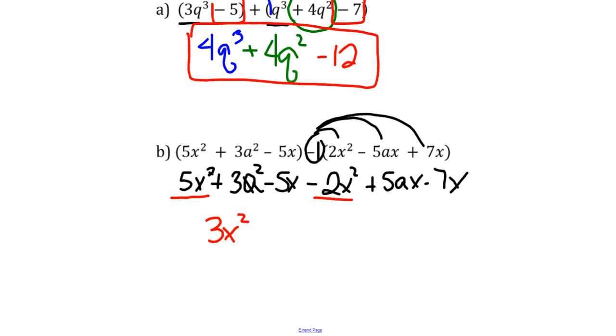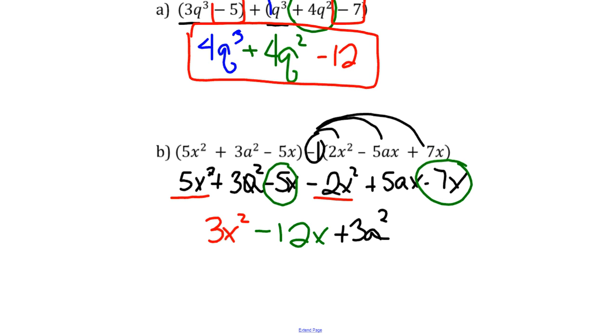If I'm looking for more like terms, I have a minus 5x and a minus 7x. That's going to give me minus 12x. But now if I look at my last two terms, they're actually not like terms. I have a 3a squared and a plus 5ax. And those guys can't combine at all. They don't have anything like terms to combine with. So I'm just going to add those on to the end here. Plus 3a squared plus 5ax.